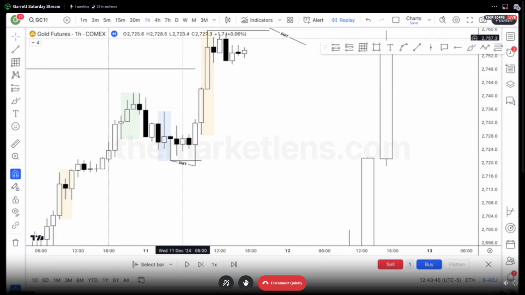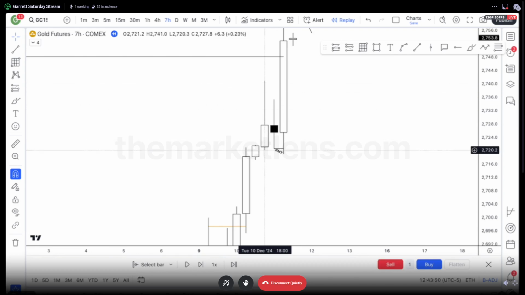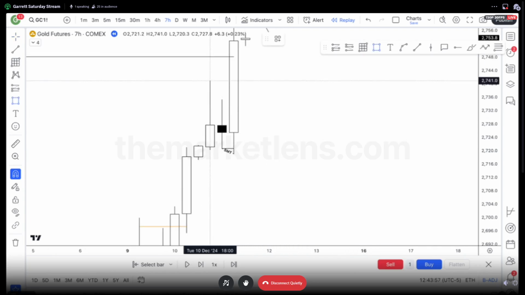So I look at the 7-hour chart here. What do we see? The 1800 candle does nothing really. It doesn't form the low of the day, so it's irrelevant. The 1 o'clock candle doesn't do it either. It just consolidates within that 1800 candle's range.